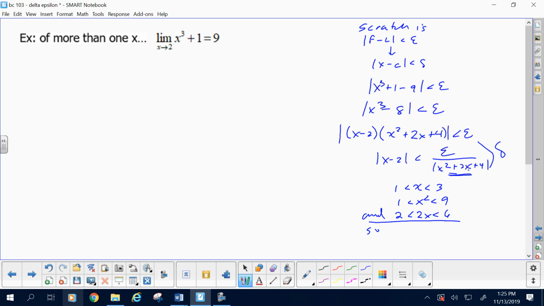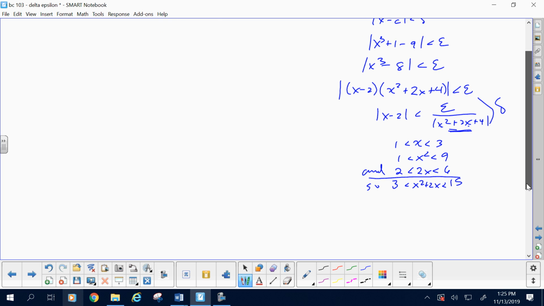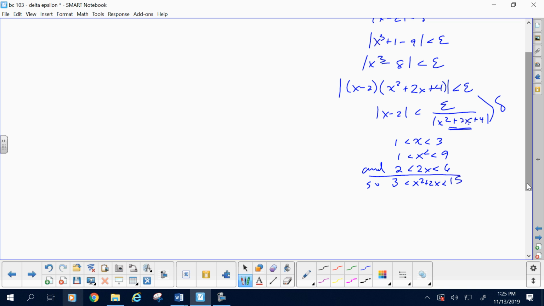Therefore, shouldn't x squared plus 2x be between 3 and 15? X squared plus 2x should be between 3 and 15. If I add those two truths, I get a third truth. Are you down? Now, what else do I need in there? 4. So 7 is less than x squared plus 2x plus 4 is less than 19.